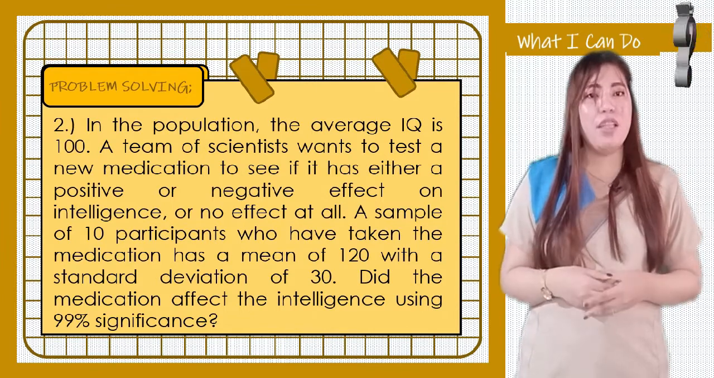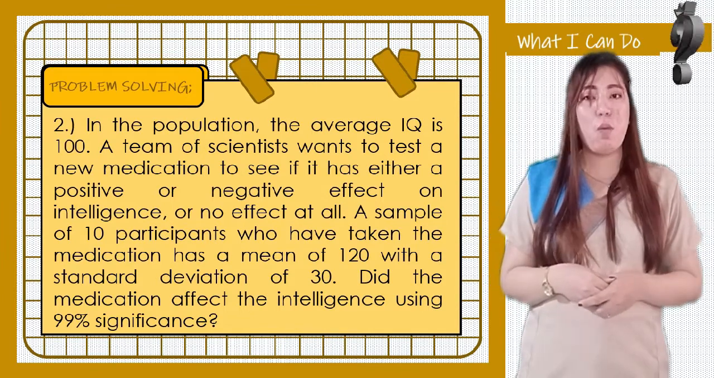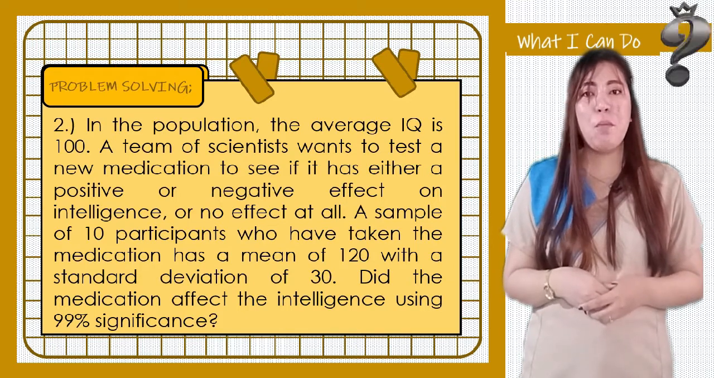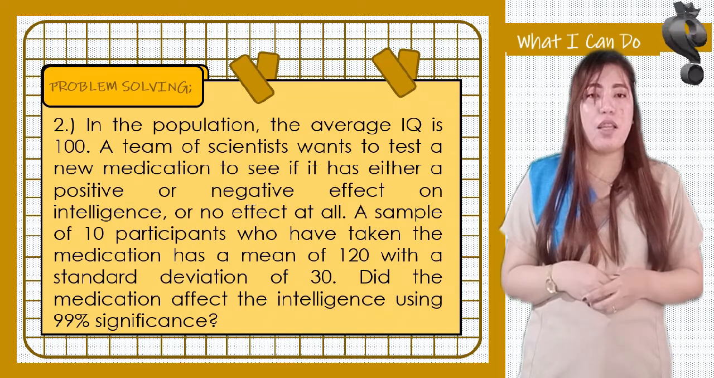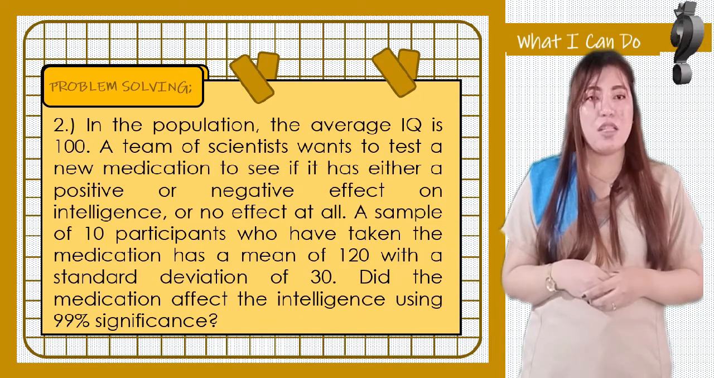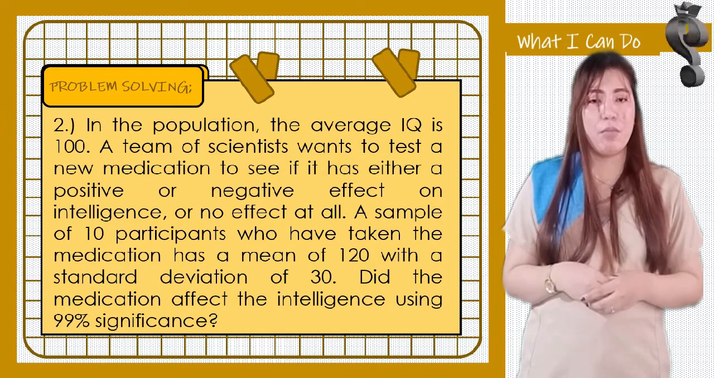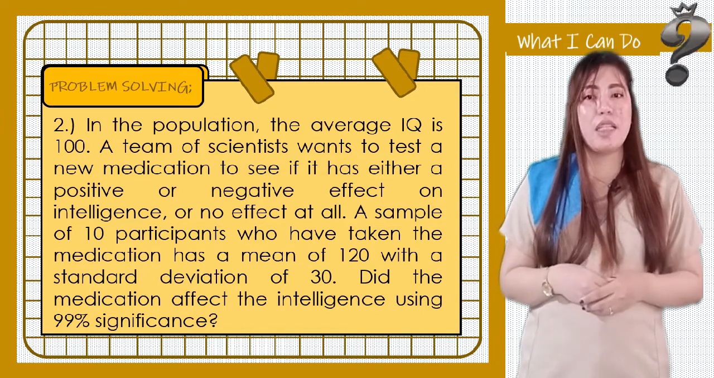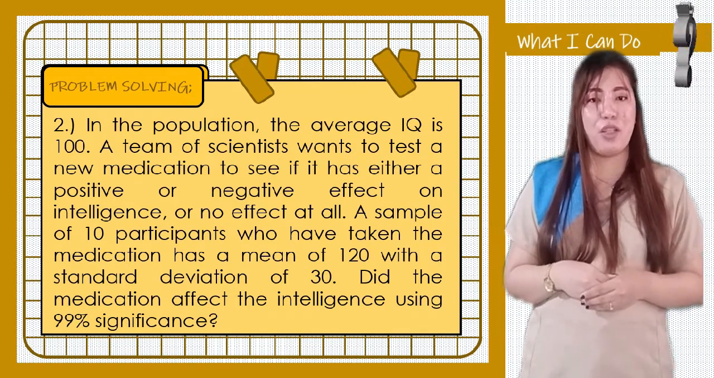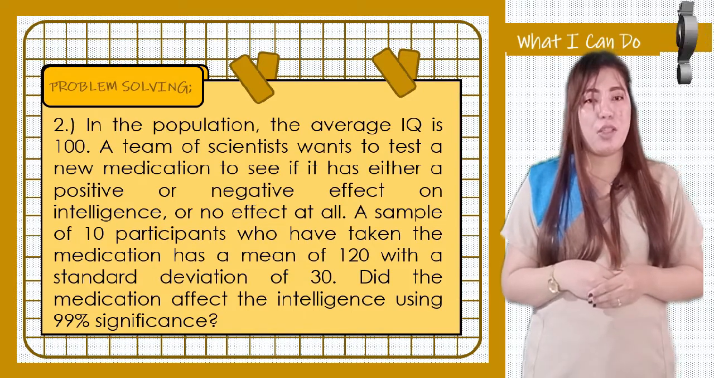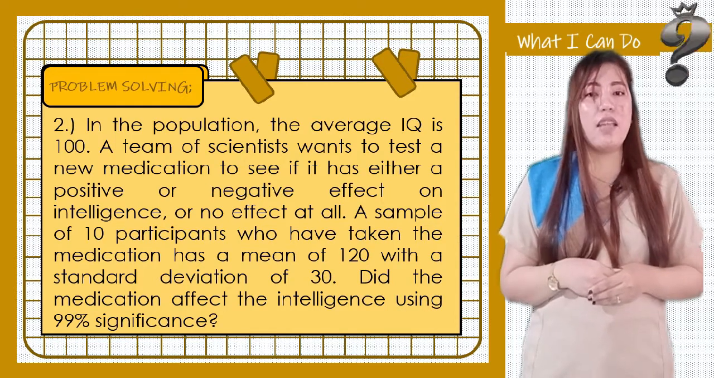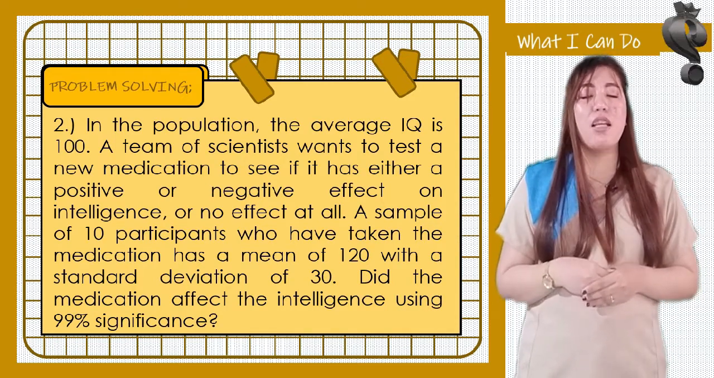In the population, the average IQ is 100. A team of scientists wants to test a new medication to see if it has either a positive or negative effect on intelligence or no effect at all. A sample of 10 participants who have taken the medication has a mean of 120 with a standard deviation of 30. Did the medication affect the intelligence using 99% significance?